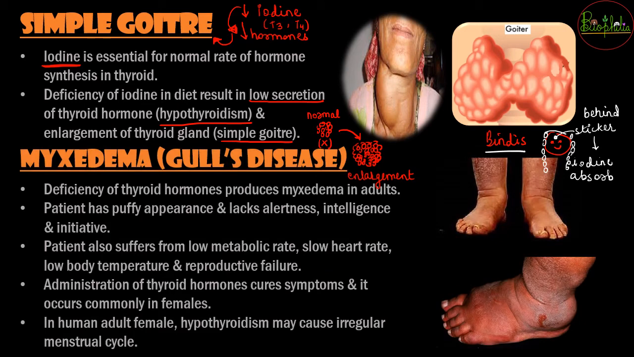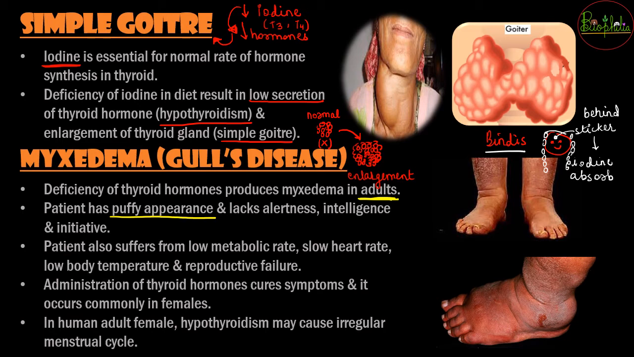The second disease we are going to see is myxedema or Gull's disease. So this is also going to be a disease because of deficiency of thyroid hormones, and that is majorly in adults. So myxedema will mostly occur in adults, and the patients suffering from this disease are going to have a puffy appearance. They are going to look like a puffed-up balloon.